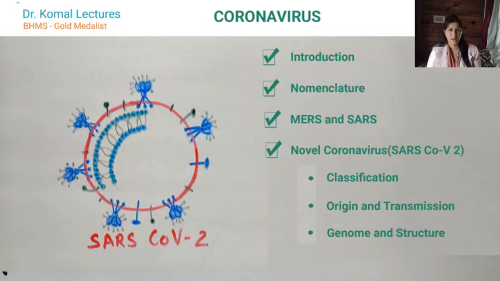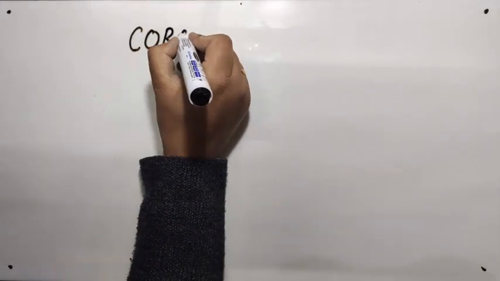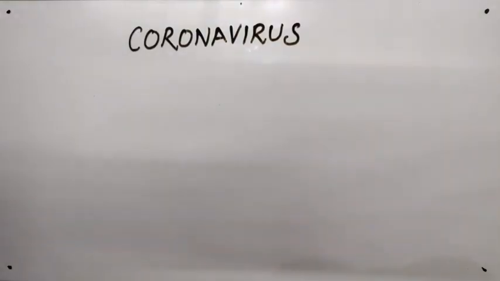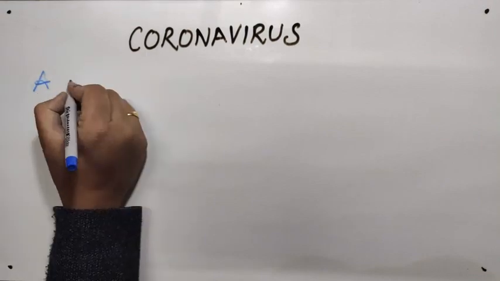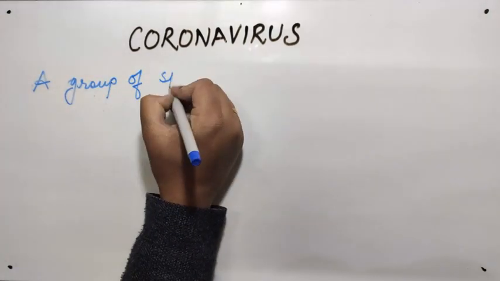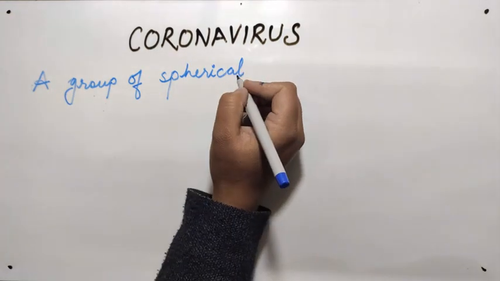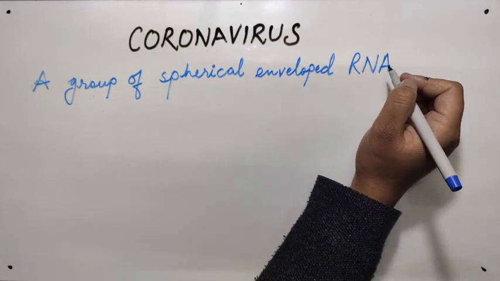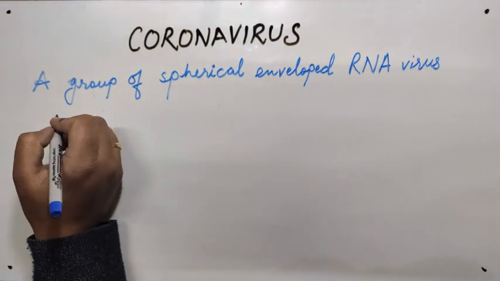In today's class of microbiology, we are going to study about the coronavirus, its properties, its classification, various types, its genome, and its structure. So let's begin. What is the coronavirus? Today, we all have heard about coronavirus and coronavirus disease, that is COVID-19. In today's lecture, we will study about various types of coronaviruses, and I will discuss about the genome and structure of novel coronavirus, which is SARS coronavirus 2.